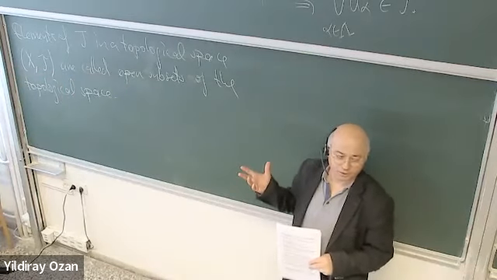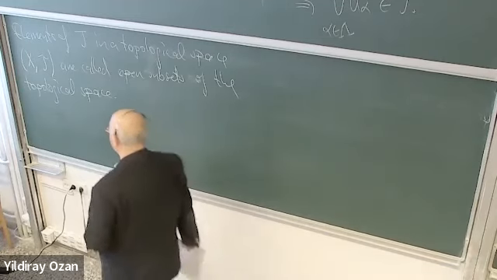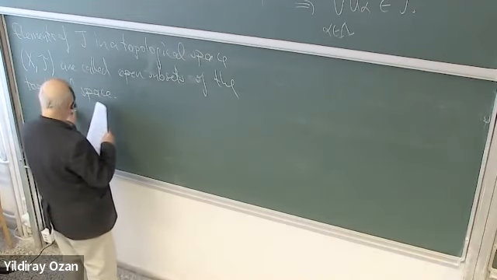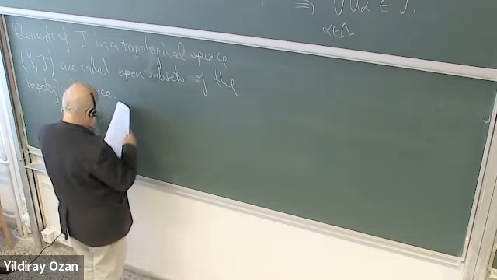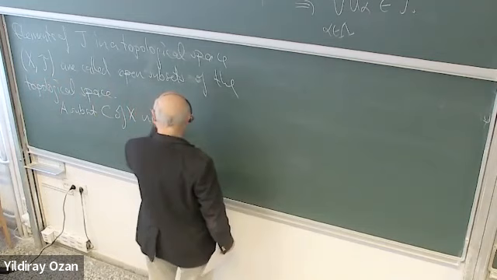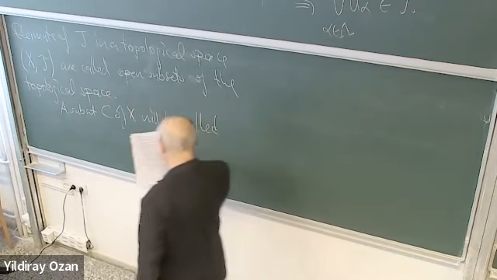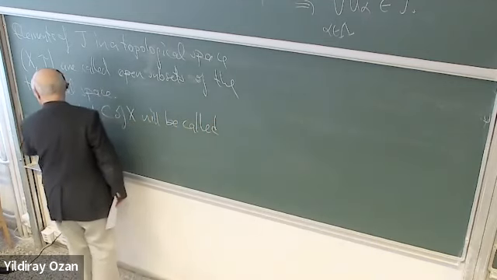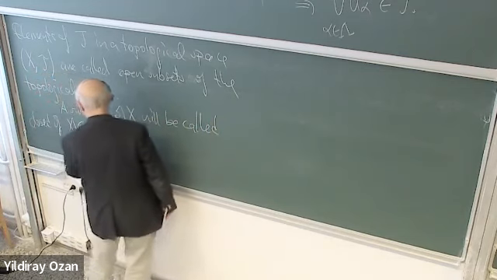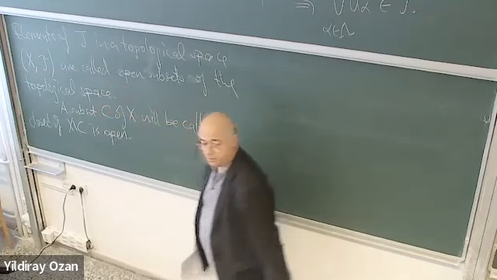Closed subsets, what are they? They are just complements of open subsets. A subset C of X will be called closed if X minus C is open. Okay.